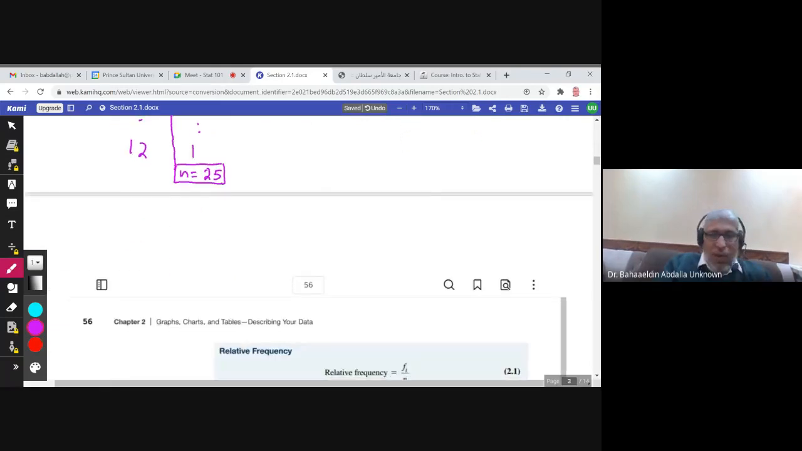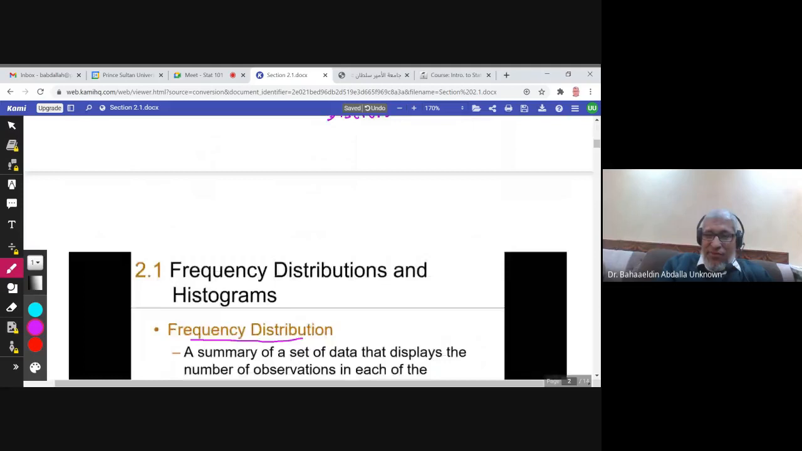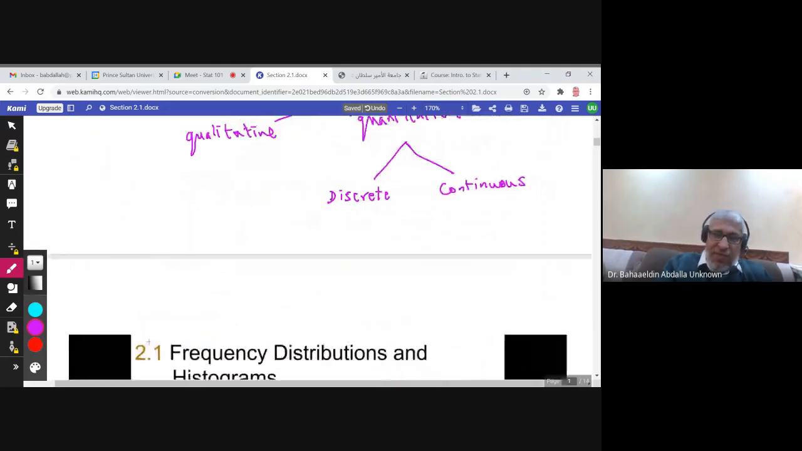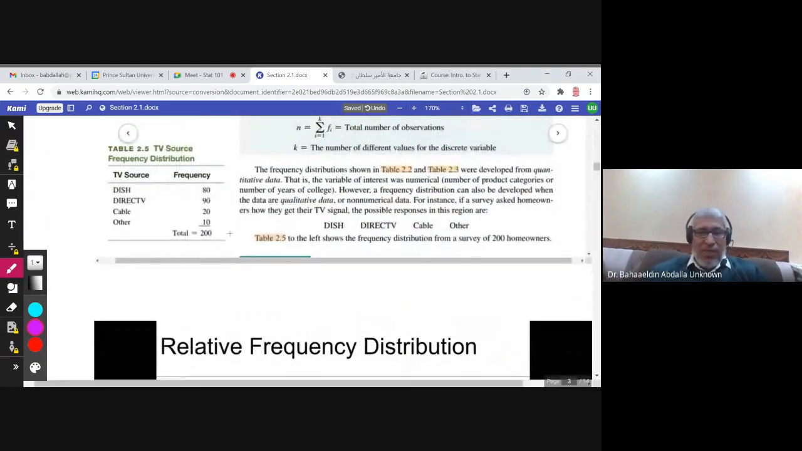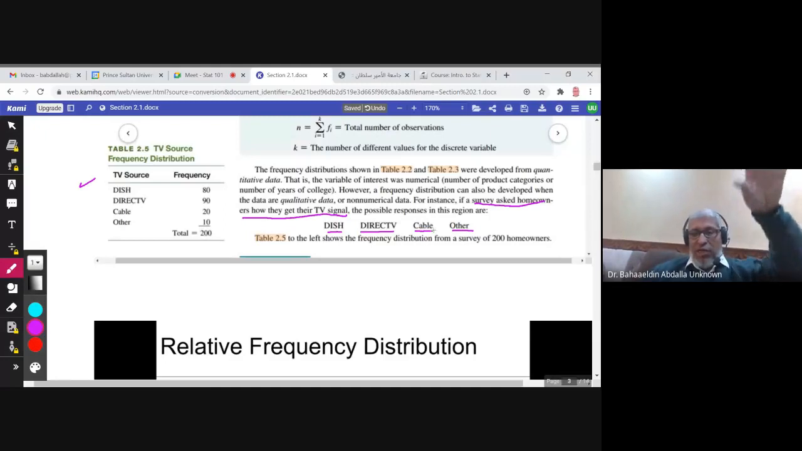Okay. What if we have qualitative data? Let us see an example about qualitative data. Here, for example, this is an example of qualitative data. A survey asked homeowners how they get their TV signal. The answers were dish, direct TV, cable, other. The data here would be dish, direct TV, cable, other, direct TV, dish, cable. This is the data. For qualitative data, no numbers here.